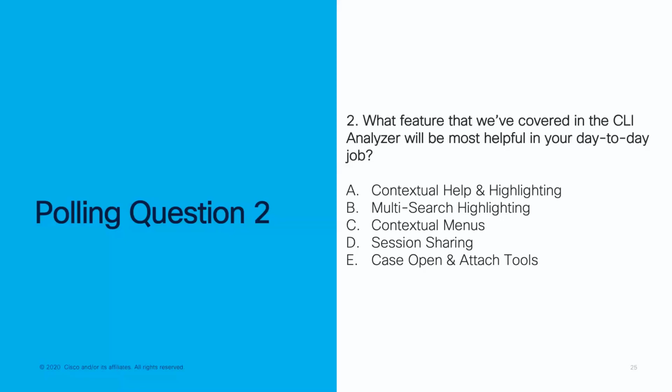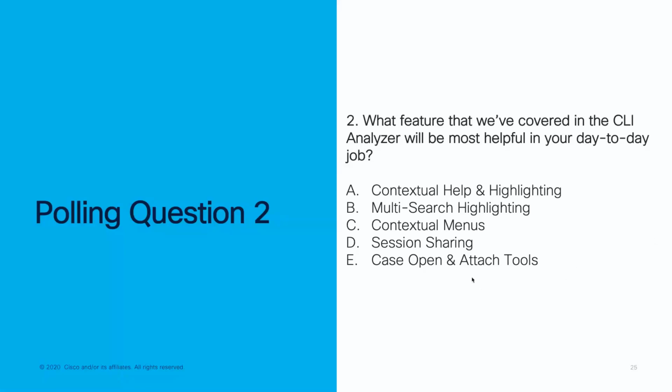Then after we go through those results, we're going to take a look at some of the more in-depth tools, some of the more product-specific capabilities that are present in the CLI Analyzer. All right, very interesting. So contextual help and highlighting is definitely a strong front runner, as well as, I think, in second place, session sharing and the case open tools. Very nice. Well, this kind of insight is useful for us to make sure to focus on those parts of the product whenever we're thinking about new features or capabilities, that those are the kind of things that are the most useful.